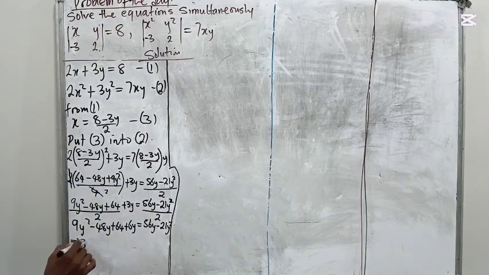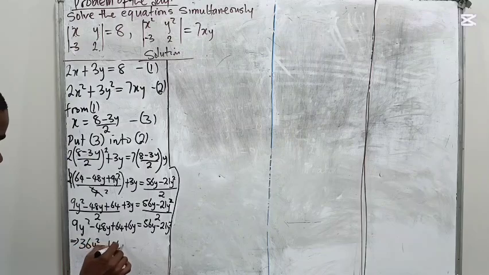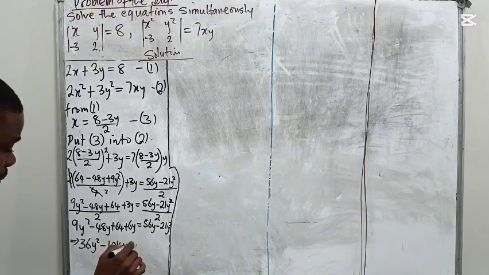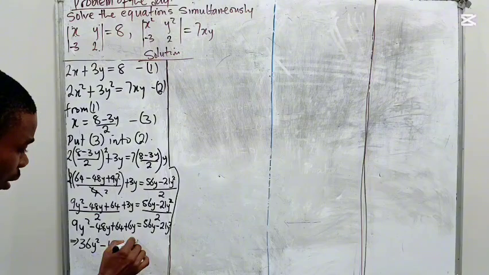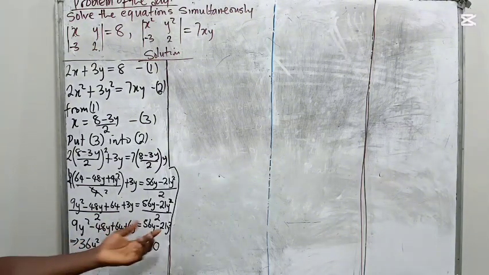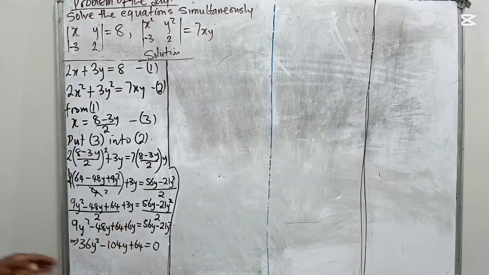We have what? 36y squared minus 104y plus 64 is equal to 0. So we collected like terms, added and subtracted where necessary. That's why it gives us this.